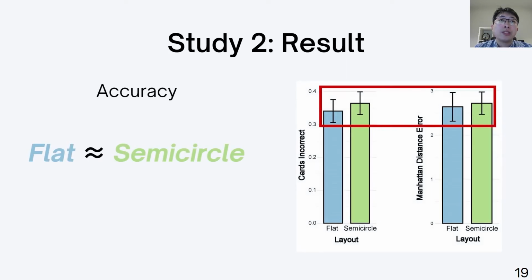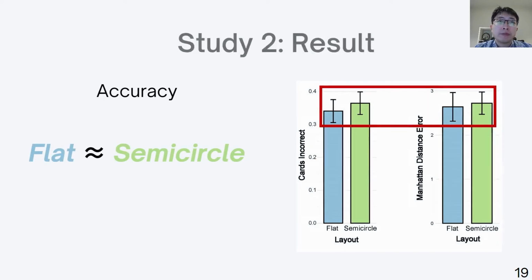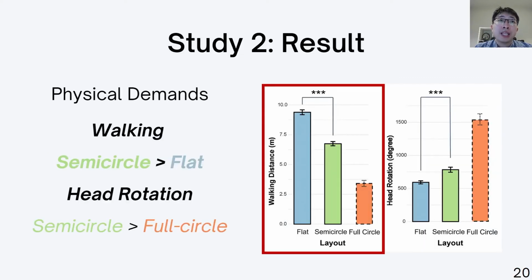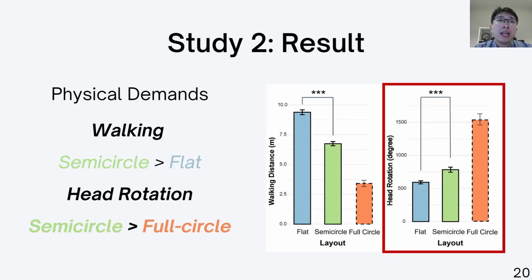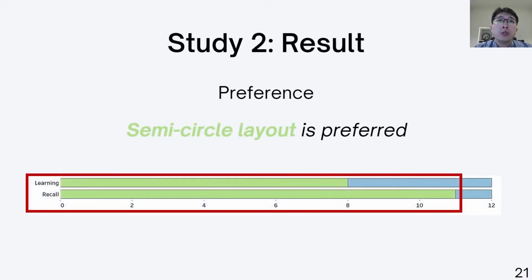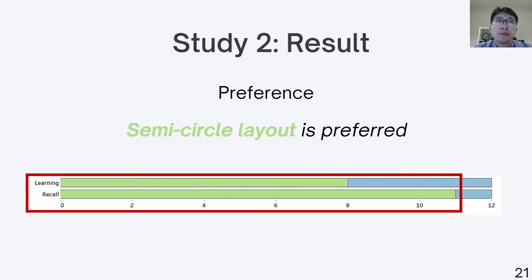The results don't show a significant difference in the accuracy between the flat and semicircle layout. However, we can see a significant difference in the physical demands, such as the walking and head rotation data. From the data, the semicircle layout requires less head rotation than the full circle layout and less walking than the flat layout, which seems like a compromise between the 2 extremes. Regarding user preference, more than 3/4 of the participants prefer the semicircle layout in the post-study questionnaire.